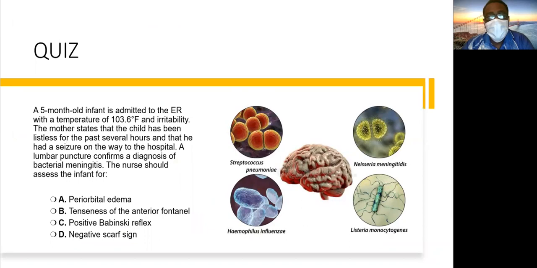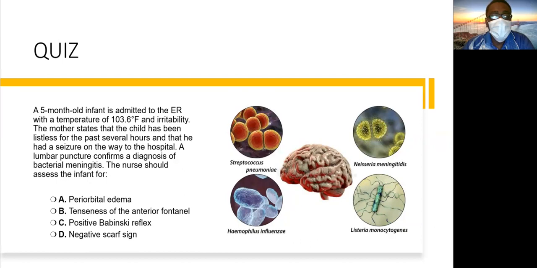Okay, let's take another quiz. A 5-month-old infant is admitted to the ER with a temperature of 103.6 Fahrenheit and irritability. The mother states that the child has been listless for the past several hours and that he had a seizure on the way to the hospital. A lumbar puncture confirms a diagnosis of bacterial meningitis. The nurse should assess the infant for periorbital edema, tenseness of the anterior fontanelle, positive Babinski reflex, negative scarf reflex.